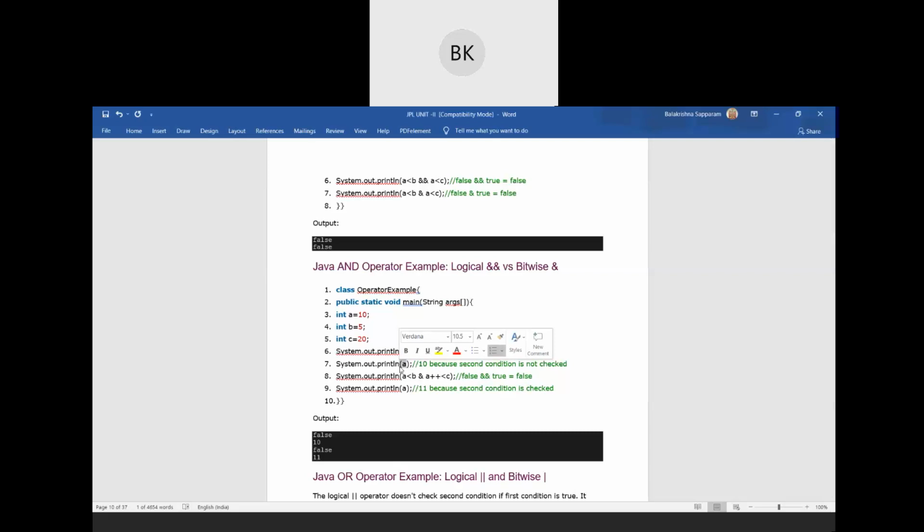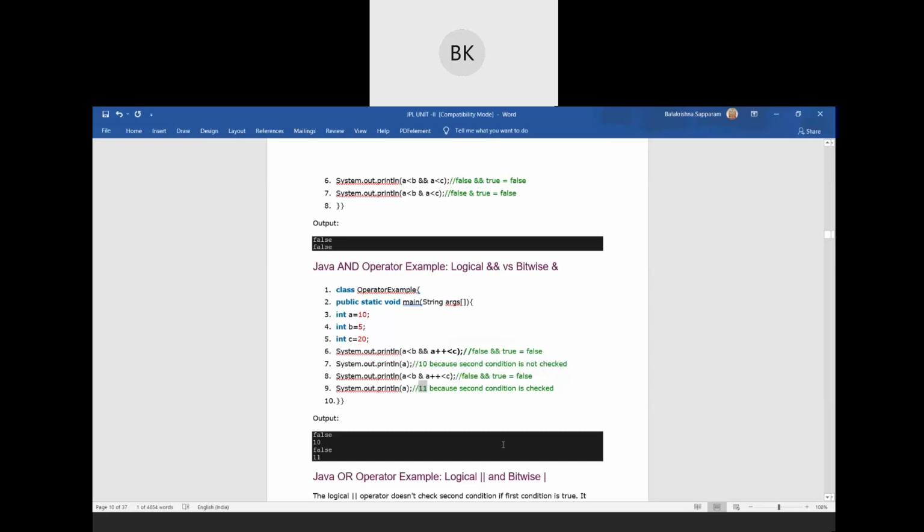Then coming to the bitwise operation, if the first statement is false here, 10 is less than 5 is false, the second statement, a plus plus less than c, is also executed. Whenever a plus plus less than c is executed, a has updated. What's the a value here? 11.